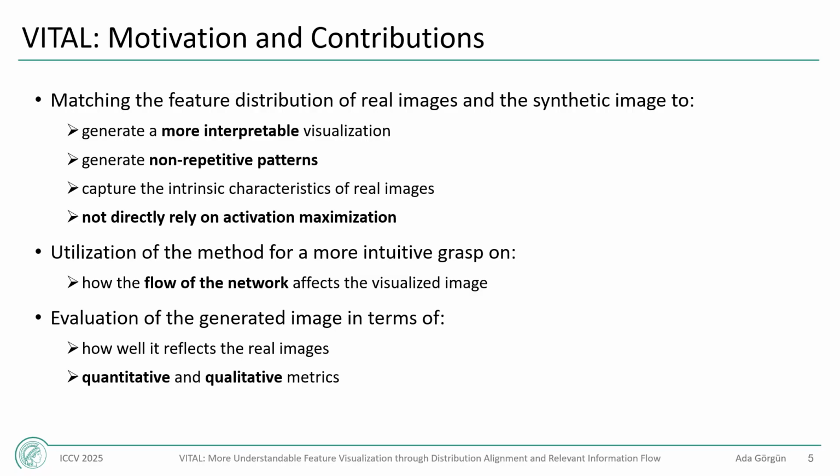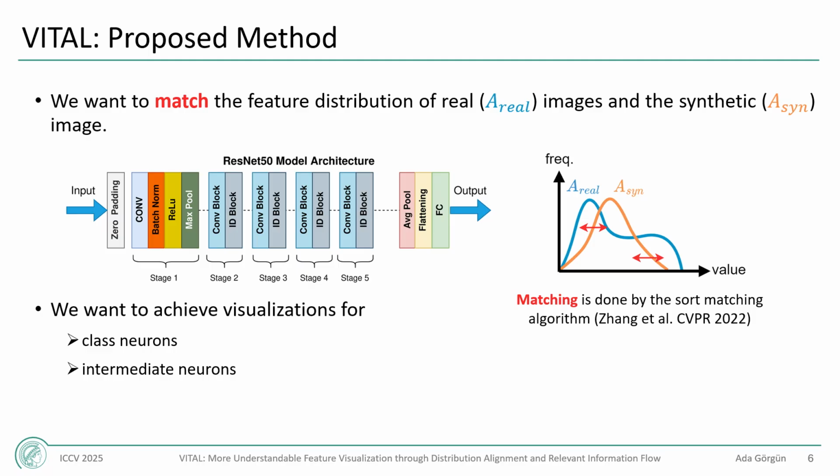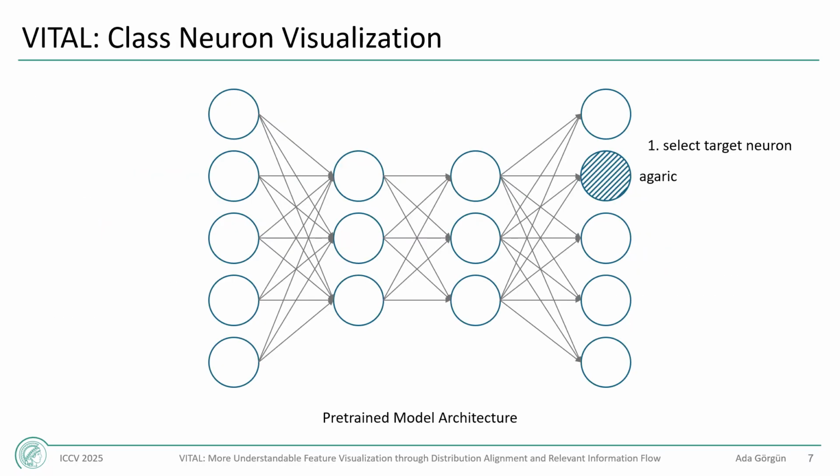Coming to the proposed method, we align the activations of a frozen model between two streams, a set of real images and a synthetic image under optimization. We support two use cases, visualizing class neurons and intermediate neurons. Starting with class neuron visualization, we begin by selecting the target class neuron, in this case, the class agaric, inside a pre-trained architecture.